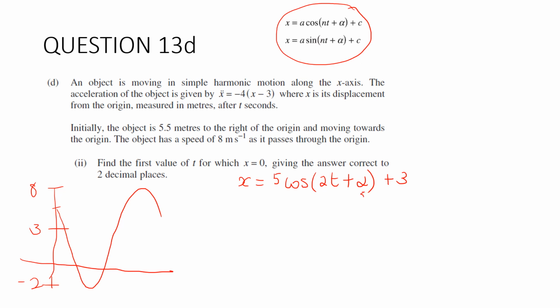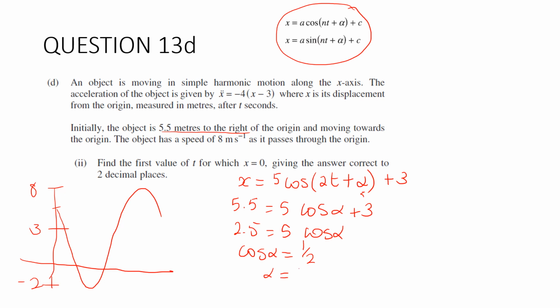Right, we need to work out what alpha is equal to, and we're going to use this information here. So when x is 5.5 meters to the right of the origin, t is 0. Subtract 3 from both sides. 5.5 take away 3 is 2.5, which is equal to 5 cos alpha. Cos alpha is equal to 2.5 over 5, which is a half. So alpha is equal to 60 degrees, or π on 3. And so that means that we have x = 5cos(2t + π/3) + 3.